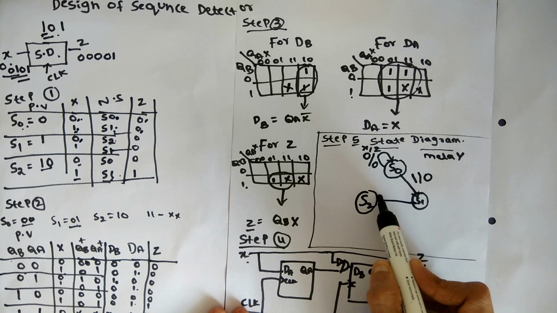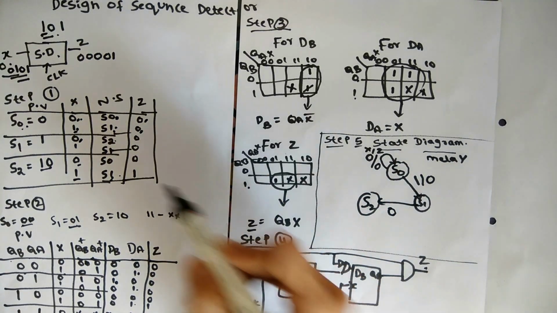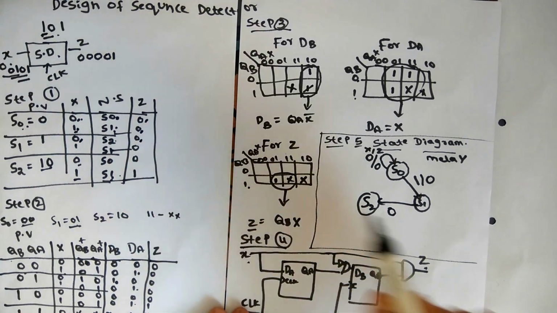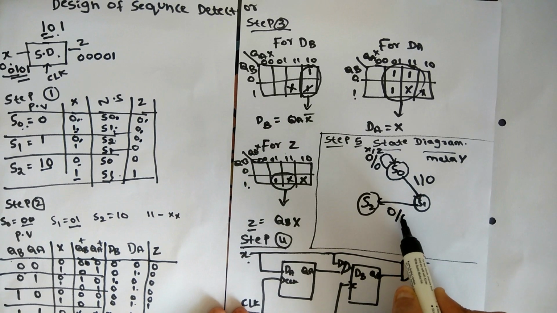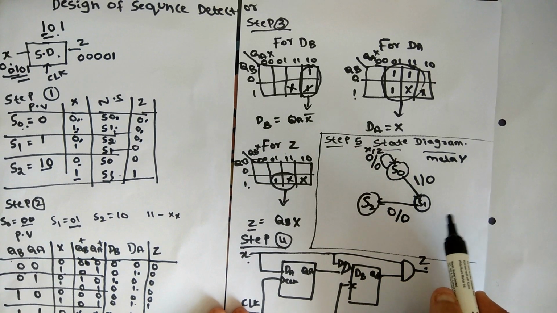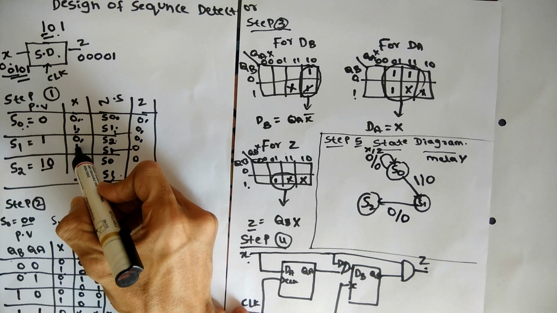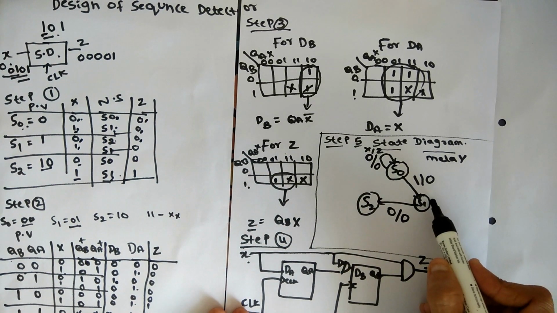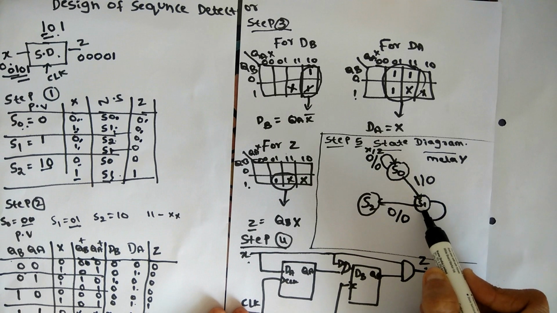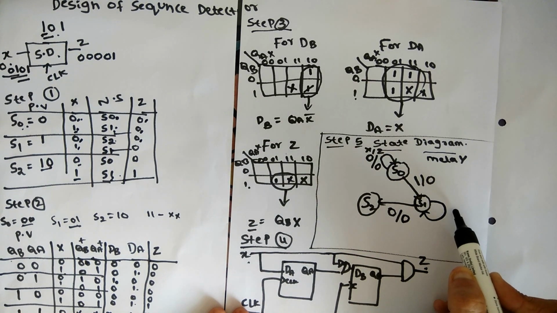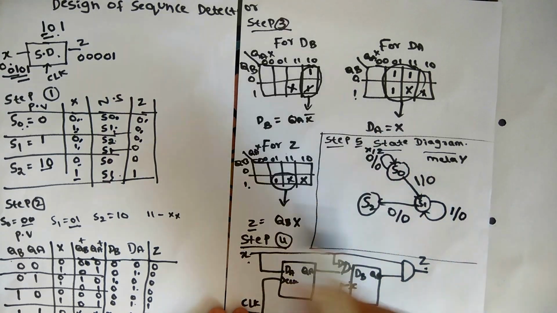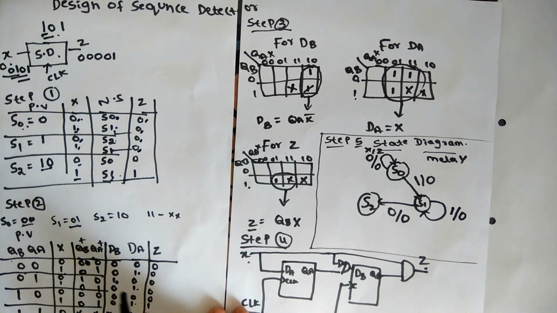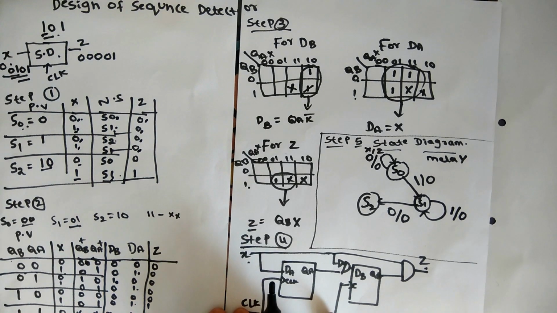So make it 0 here, and the Z portion is anyway 0. So 0 bar 0. Similarly, S1 has one more option, x is 1. When x is 1, it is a self loop, so S1 only. We take the self loop with input 1 and Z is 0 only, because in this state also the sequence is not recognized.